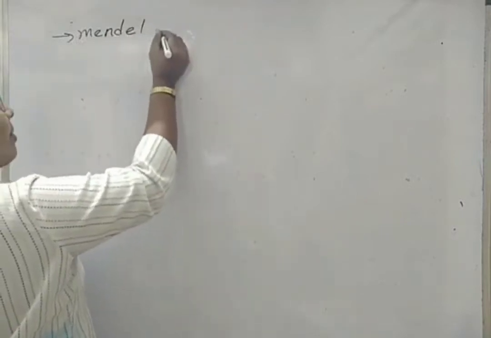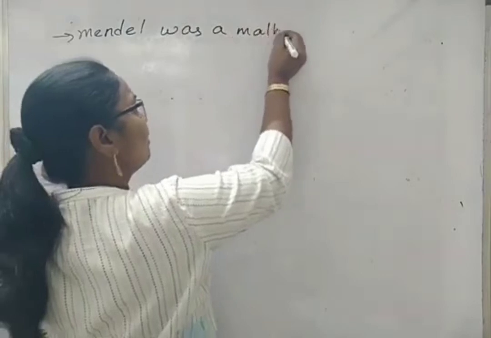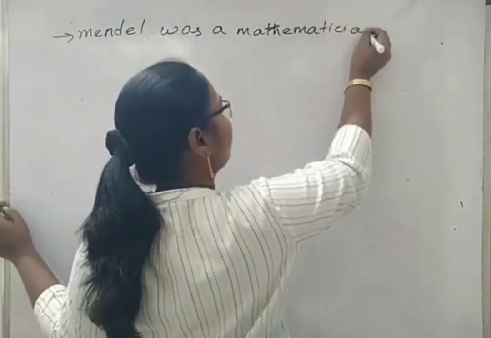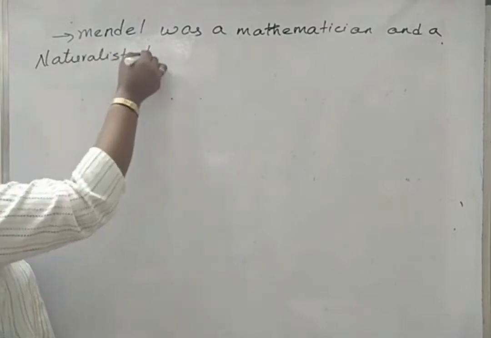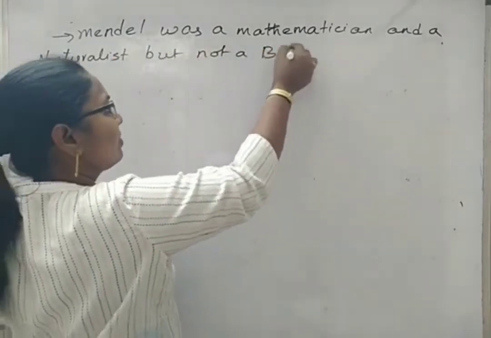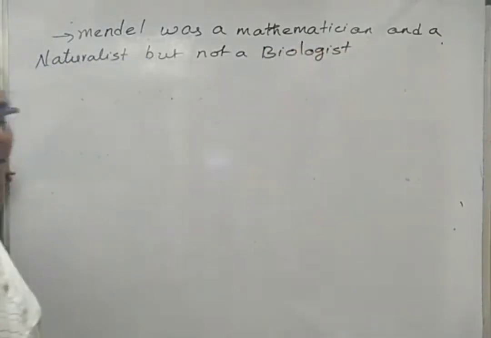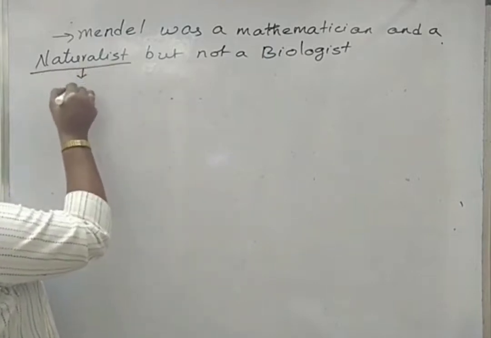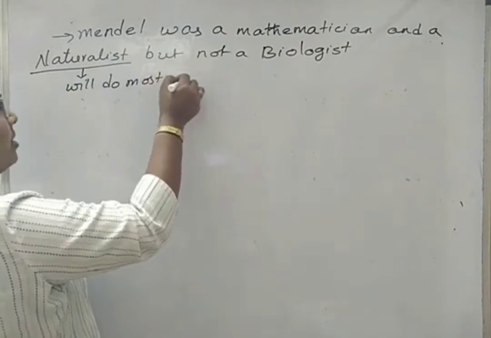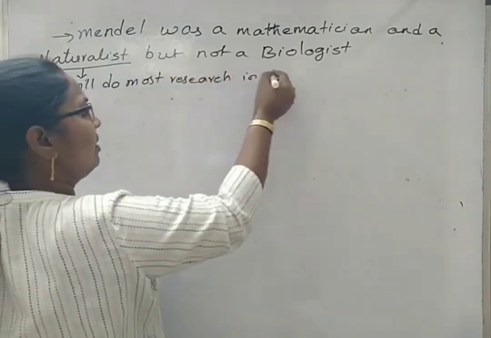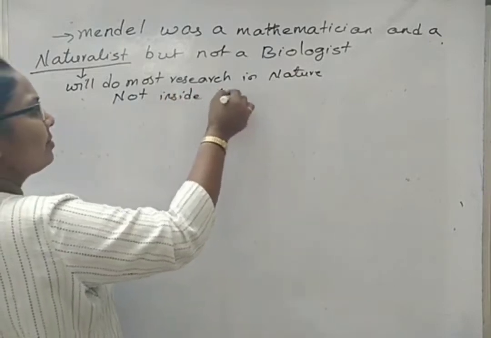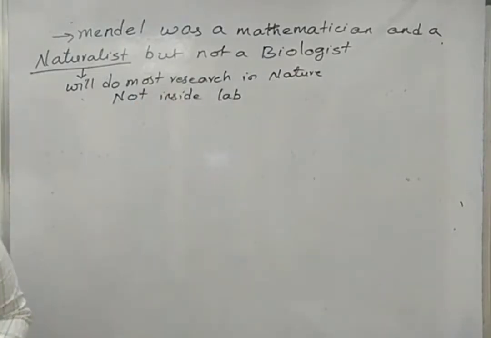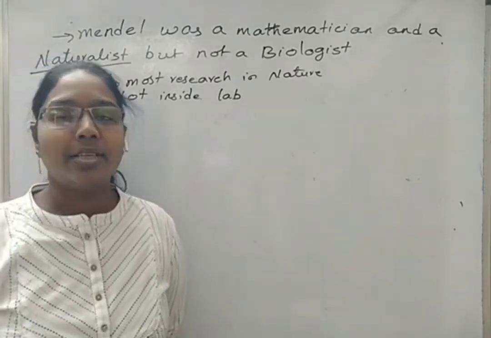Mendel was a mathematician and a naturalist, but not a biologist, which means he did not do his work inside the laboratory. Naturalists do most research in nature only, not inside labs. So that is the difference between a biologist and a naturalist. Mendel studied at the University of Vienna and he worked as a priest in a church.